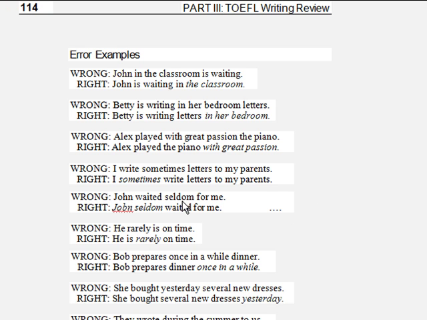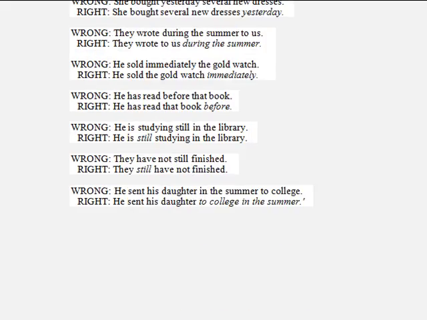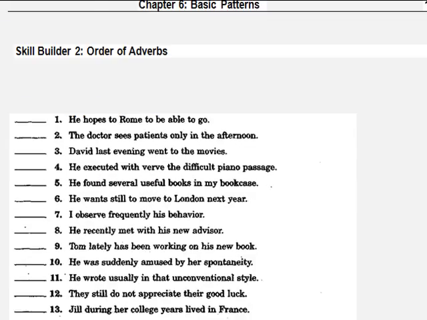We go down to the next one. John waited seldom for me. Well, we have split it away, right? We should have the adverb and the verb together. John seldom waited, and there we have the adverb in front of the verb, for me. Okay. As you can see, we need to go through these and learn the proper order.